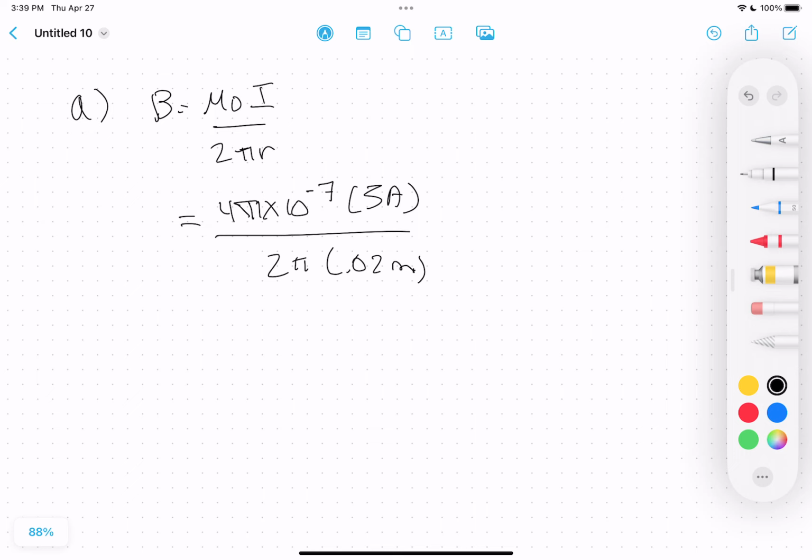And it's also obviously the distance between wire 1 and point P. So you can't use that 3 centimeter distance. You have to use the 2 centimeter one.